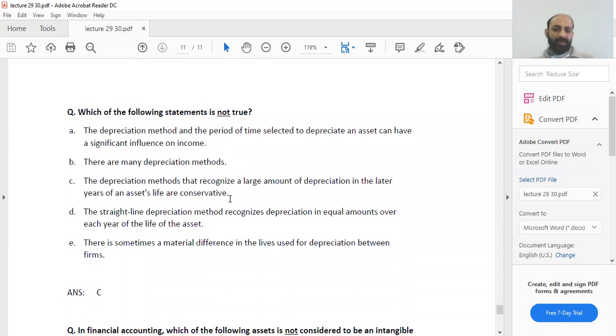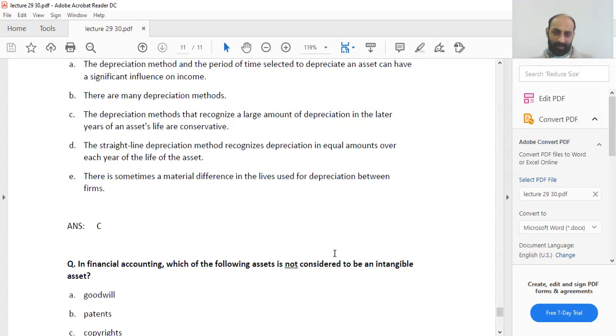Which of the following statements is not true? The depreciation method and the period of time selected to depreciate an asset can have a significant influence on income. It is true. There are many depreciation methods. हमने depreciation के topic में we did many ways to calculate depreciation. So this is also true. The depreciation methods that recognize a large amount of depreciation in the later years of an asset life are conservative. It is wrong because जो initial year में होता है that is always considered the most conservative.